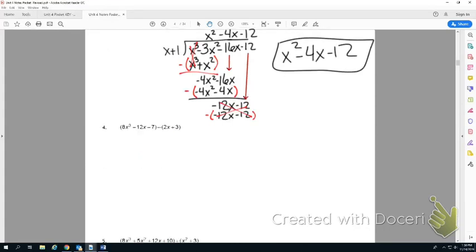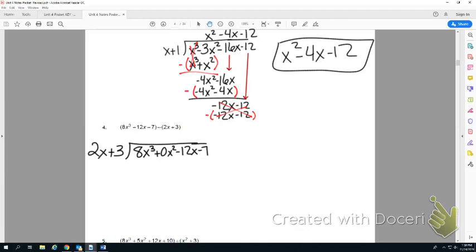Okay, looking at number 4. Everybody up here. Hey, up here. Preview. Okay, what is different about number 4? It's missing x squared. It is missing an x squared. Okay, so my divisor is fine. But now I need to have 8x cubed plus 0x squared minus 12x minus 7.